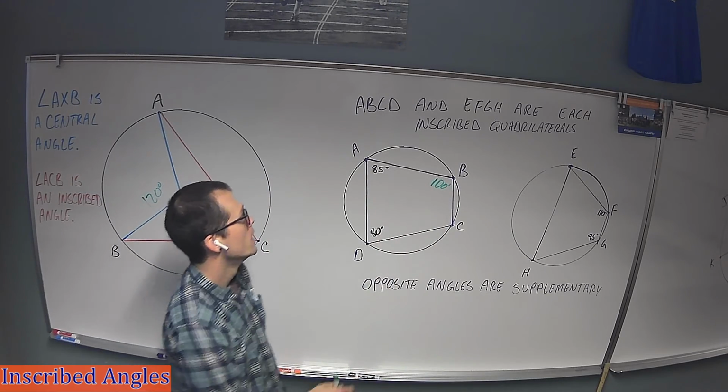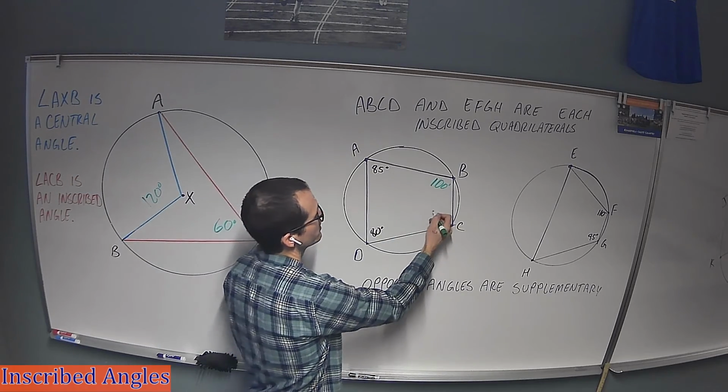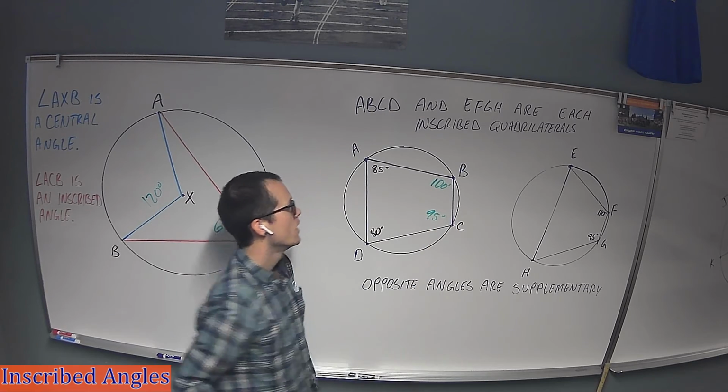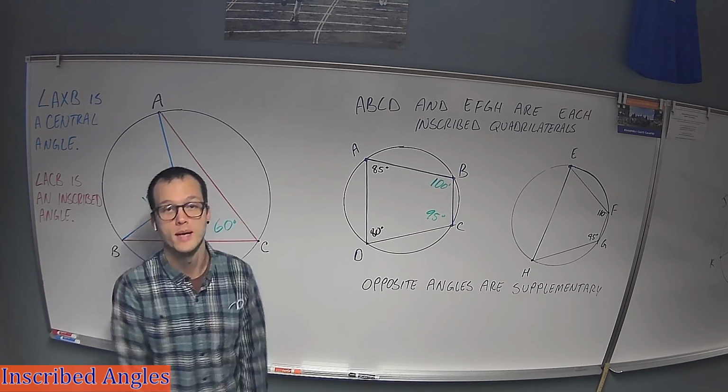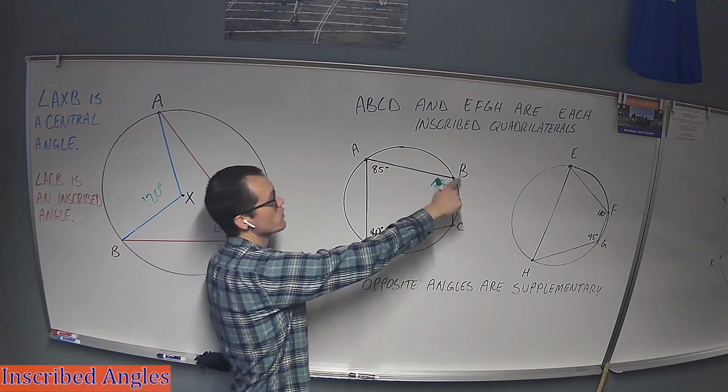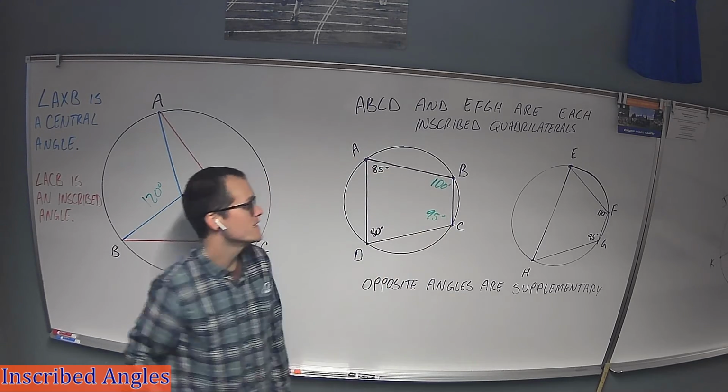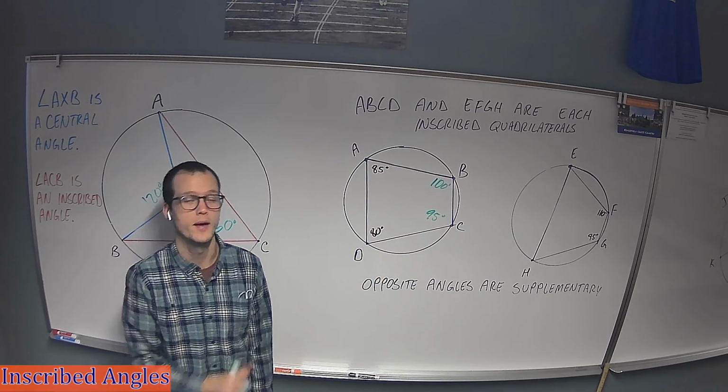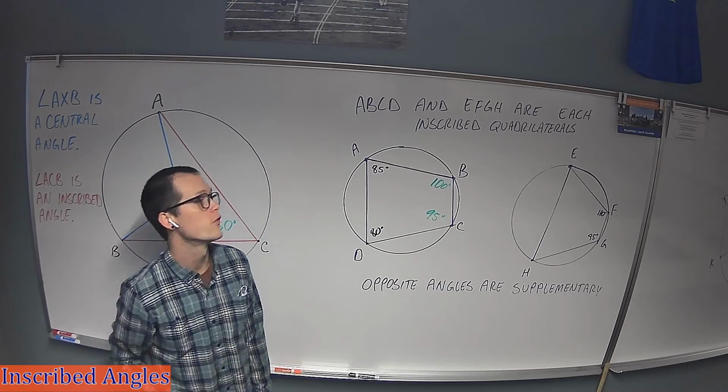They're supplementary. Similarly, 85 plus 95 in this case add up to 180, so those are supplementary as well. So if you ever have an inscribed quadrilateral, you know that opposite angles are always going to be supplementary. Always, always, always. One more for the sake of example.